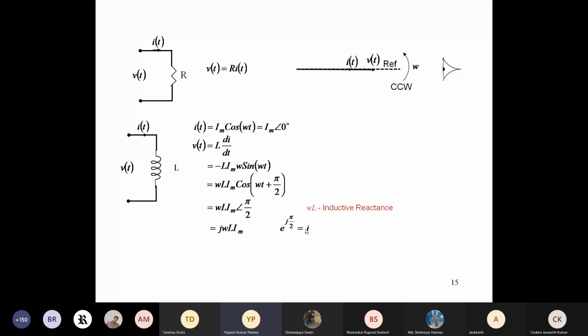Sir, I didn't understand the last step. This angle pi by 2 is e to the power j pi by 2. Omega L Im angle pi by 2 means omega L Im cos omega t plus pi by 2. Then why did you write e to the power j pi by 2? Cos is the real part of e to the power j pi by 2. So that is the thing we come to here. So e to the power j pi by 2 is what? Sir, but here the real part is 0. Which one? The real part of e to the power j pi by 2 is 0, sir.